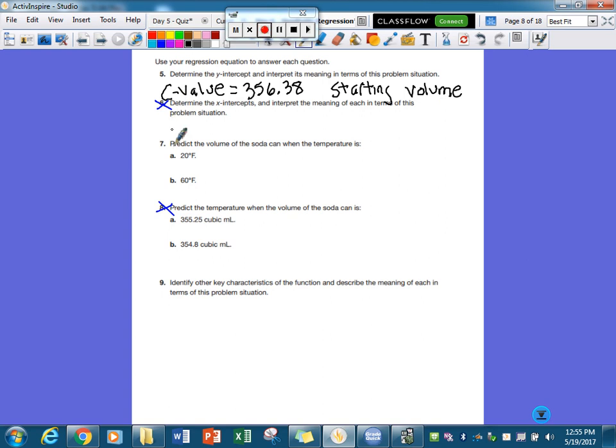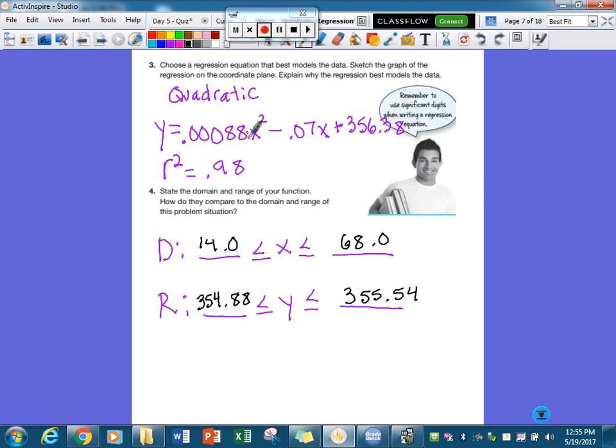We're going to skip number 6. Now number 7, we're going to let you do yourself. You need to substitute 20 degrees in for x and solve. You need to substitute 60 degrees into x and solve. In for the x for both equations, or for both x's. In for this x right here and this x right here. Okay, so that's what you need to do on your own.